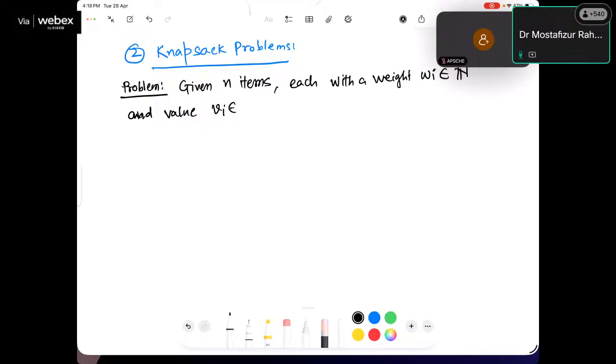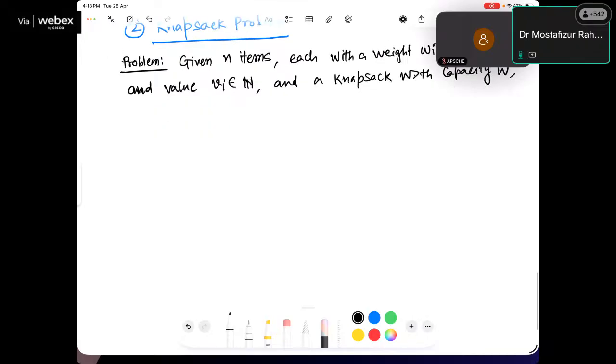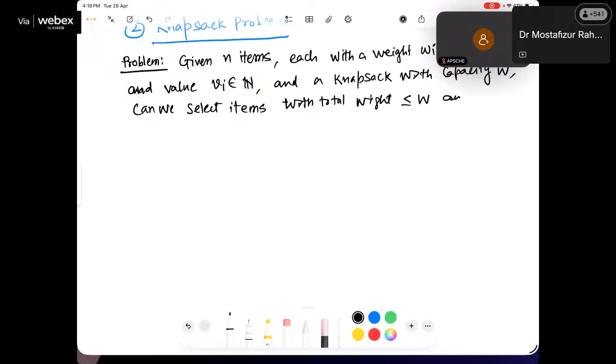So given n items, each item has a particular weight wi for the ith item and a certain value vi belonging to the natural numbers, and a knapsack with capacity W, can we select items with total weight less than or equal to W, and total value greater than or equal to V? Let me give an example for this particular case.